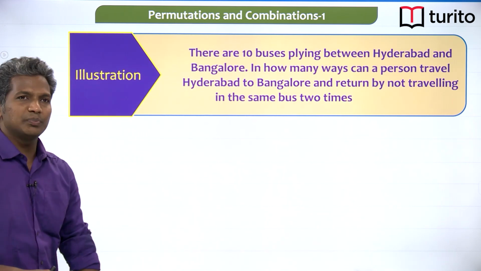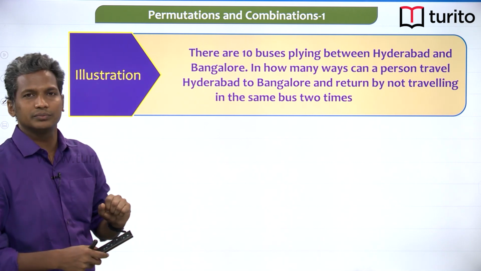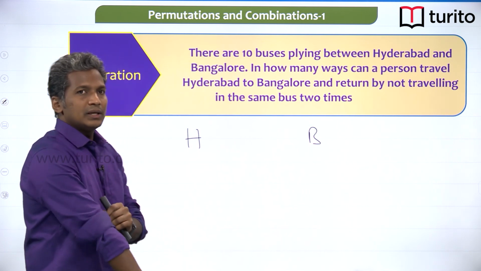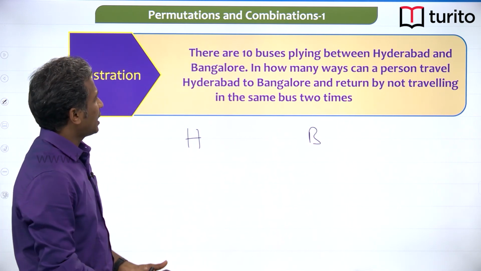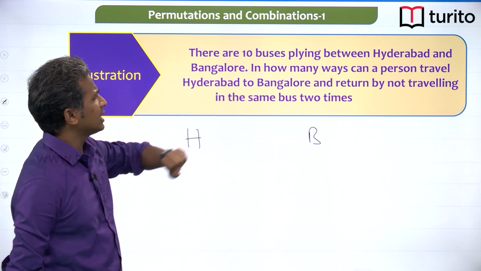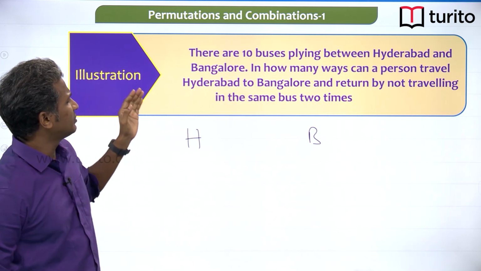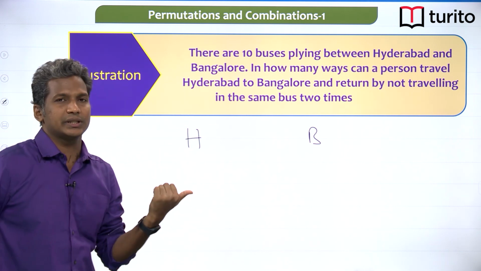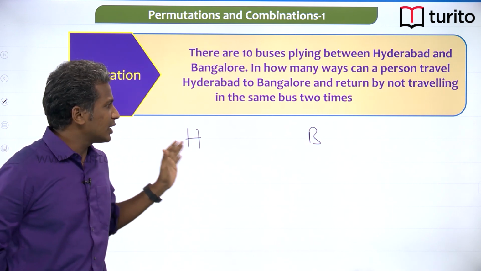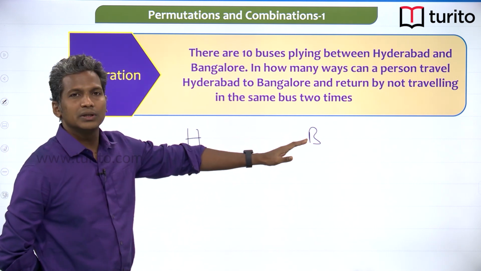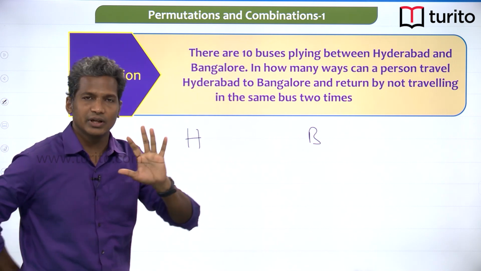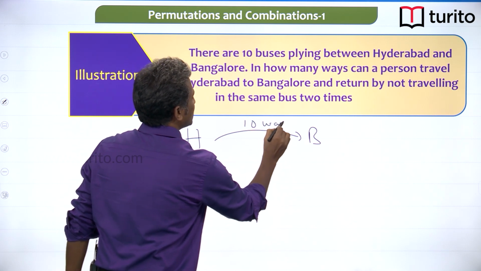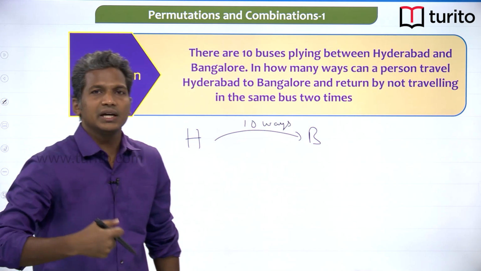There are 10 buses plying between Hyderabad and Bangalore. Okay. So, there is Hyderabad here and there is Bangalore here. There are 10 buses available. And what is asked, in how many ways can a person travel from Hyderabad to Bangalore and return by not travelling in the same bus? So, for going from Hyderabad to Bangalore, how many buses are available? 10 buses are available. So, for this journey there are total 10 ways. So, that means you can select any one bus and catch that bus.